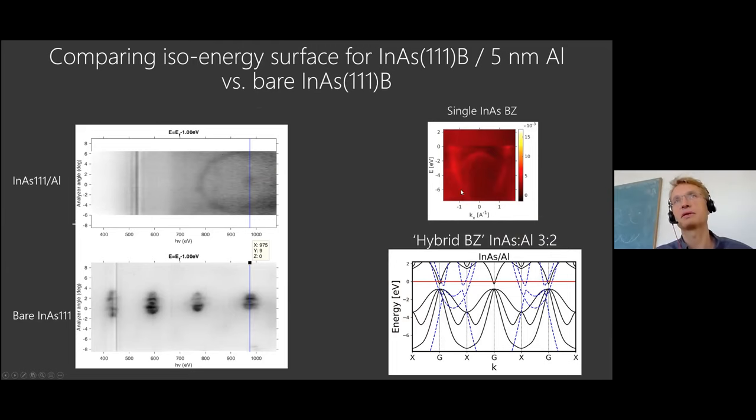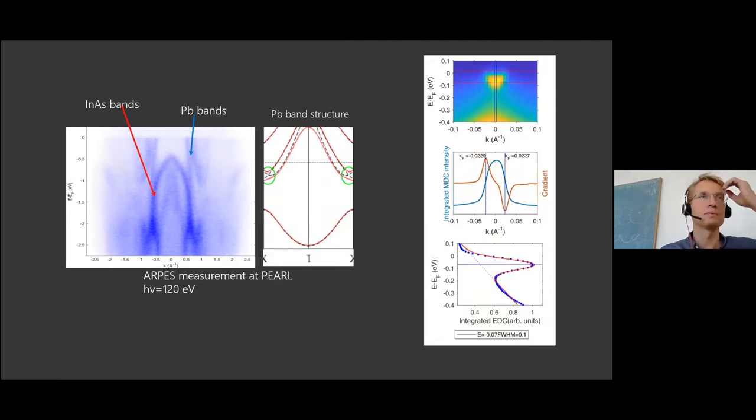So this is kind of the typical band we see, but what we should be careful in saying is that when we don't have any overlap at all, we could look at the hybrid Brillouin zone where you have three Brillouin zones of indium arsenide and two of aluminum. And then you can see a lot of overlap across the spectra. Okay, we have also seen it with lead.